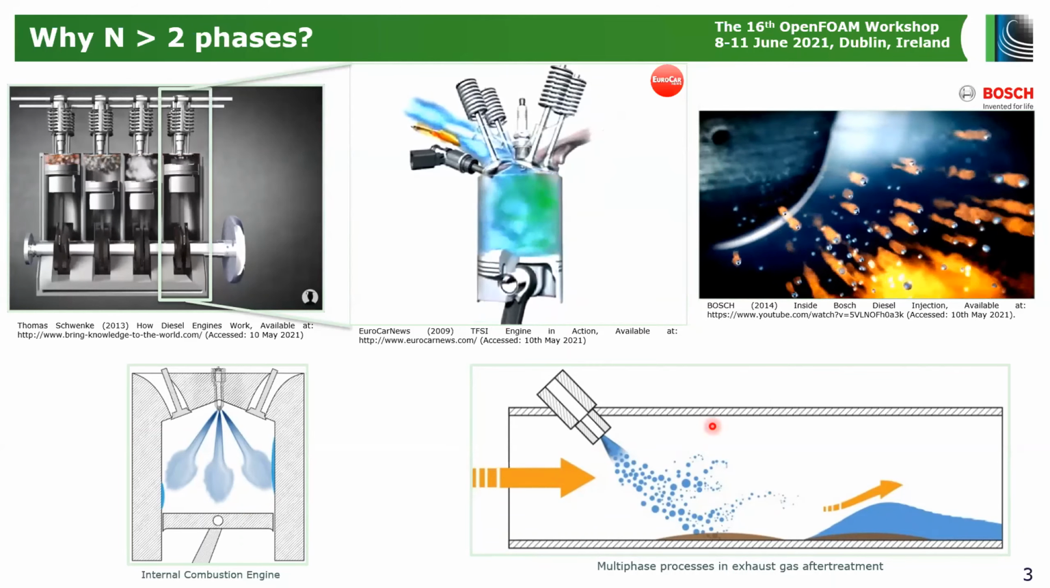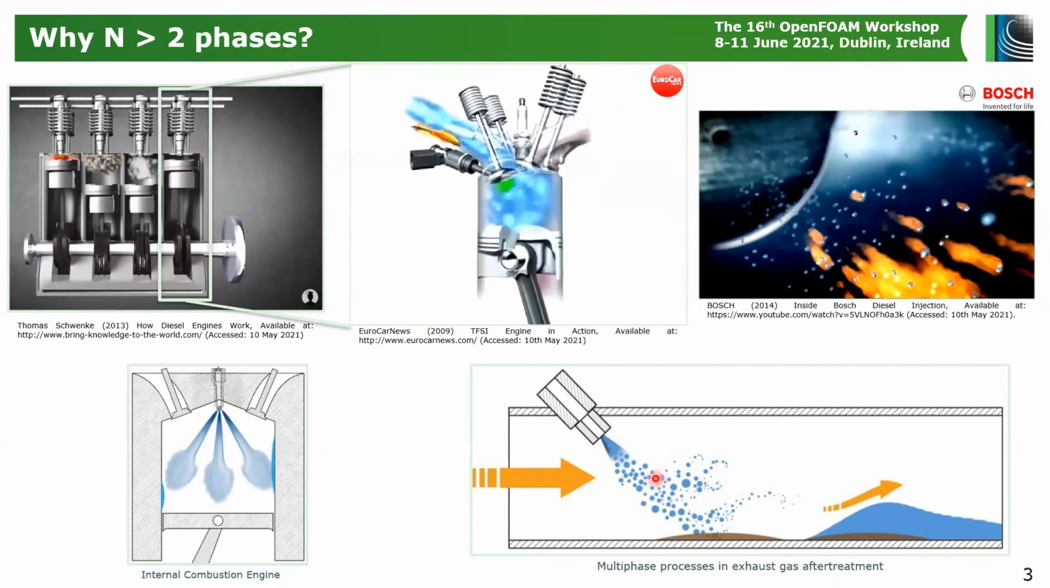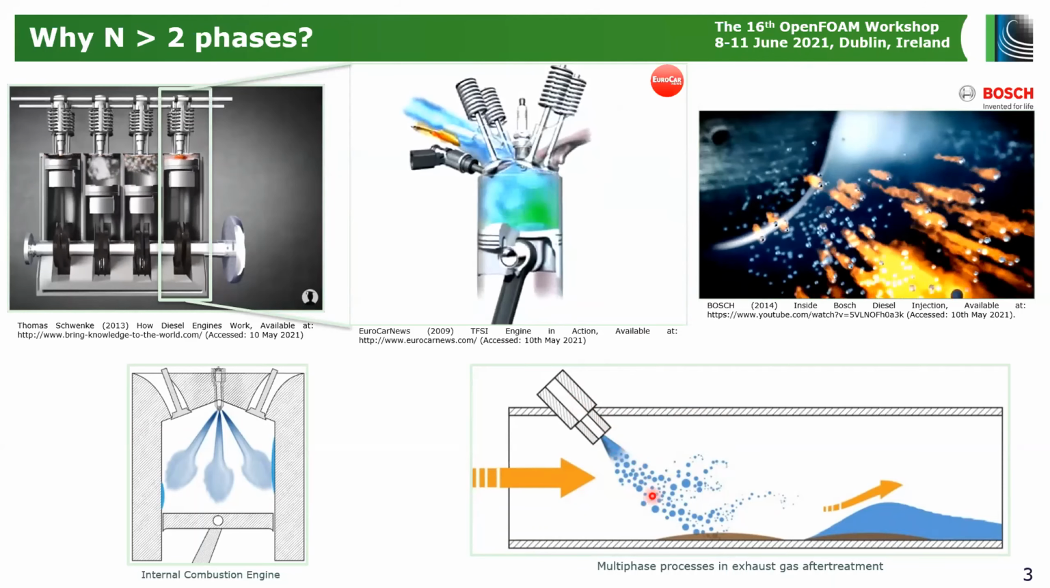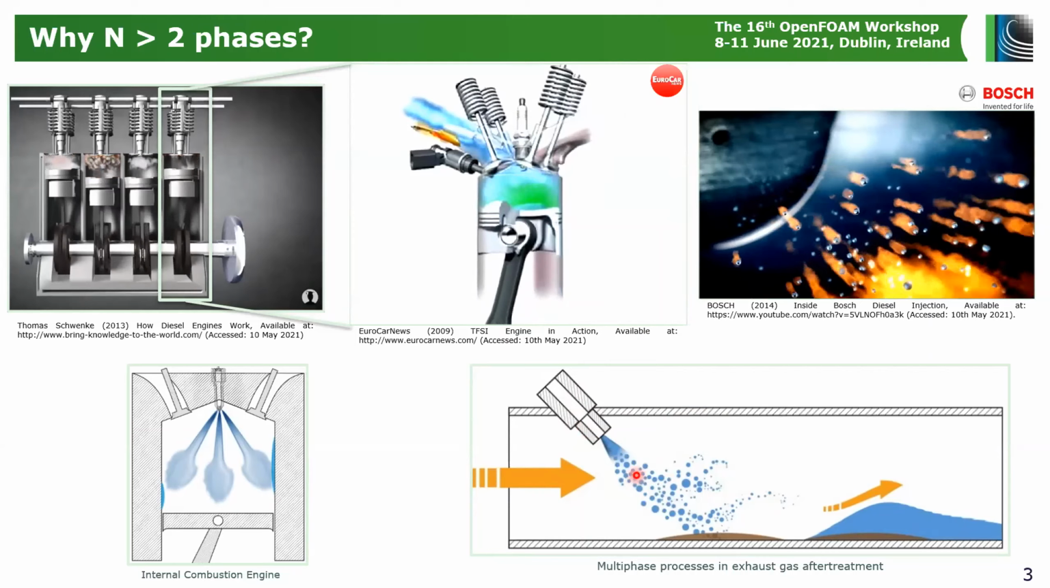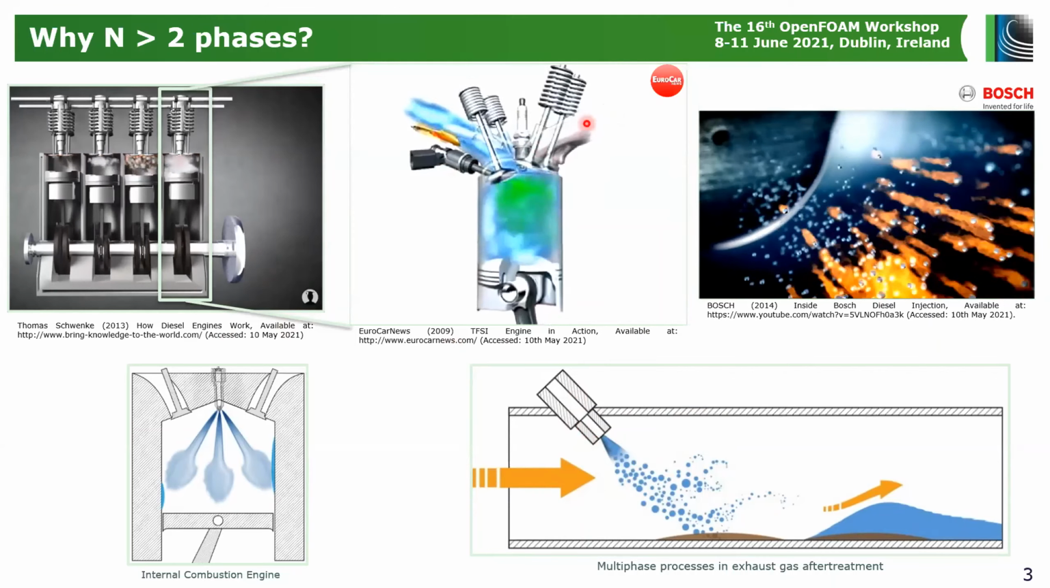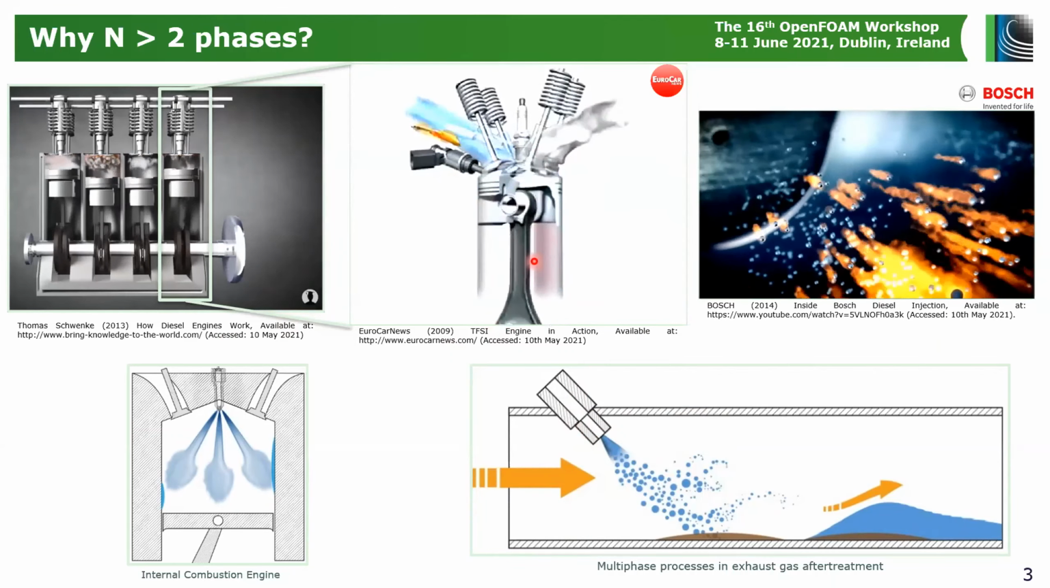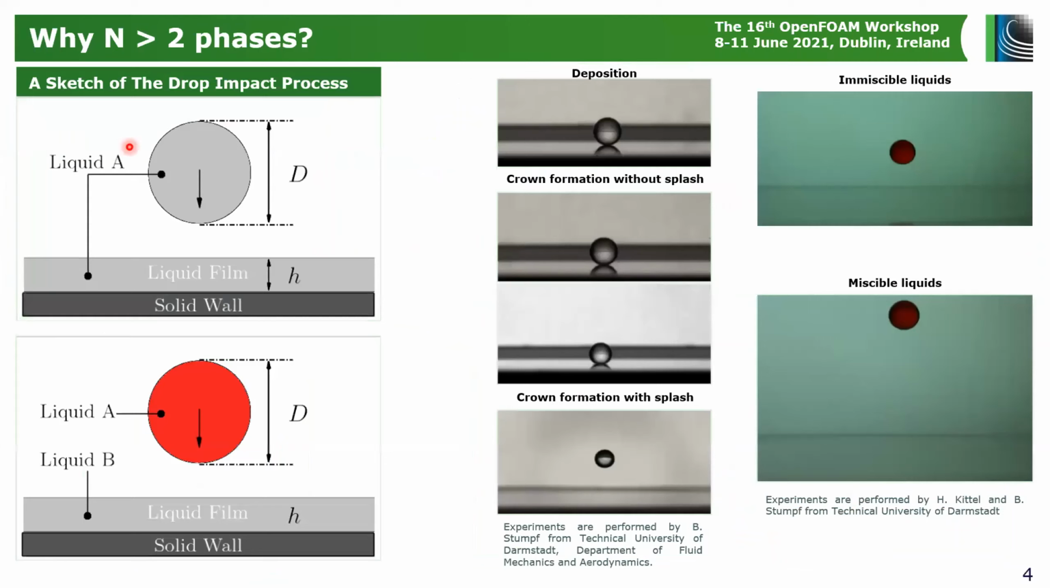Now, the other application is in the exhaust gas aftertreatment, where the urea water solution, or AdBlue, is added in the exhaust gas aftertreatment. These very complex spray scenarios are processes that can be simplified into a normal impact process. The key parameters that dictate the morphology of the impact are the diameter of the drop, the velocity of the drop, and the thickness of the liquid film that we have.